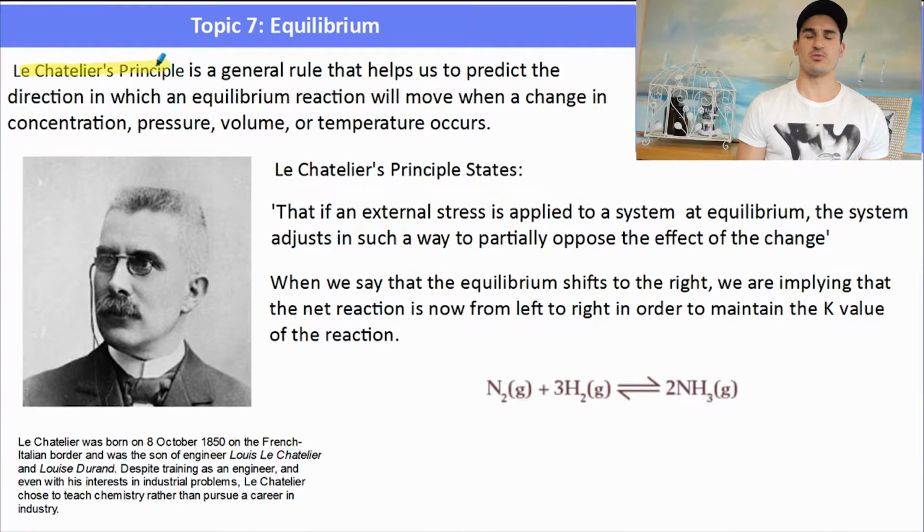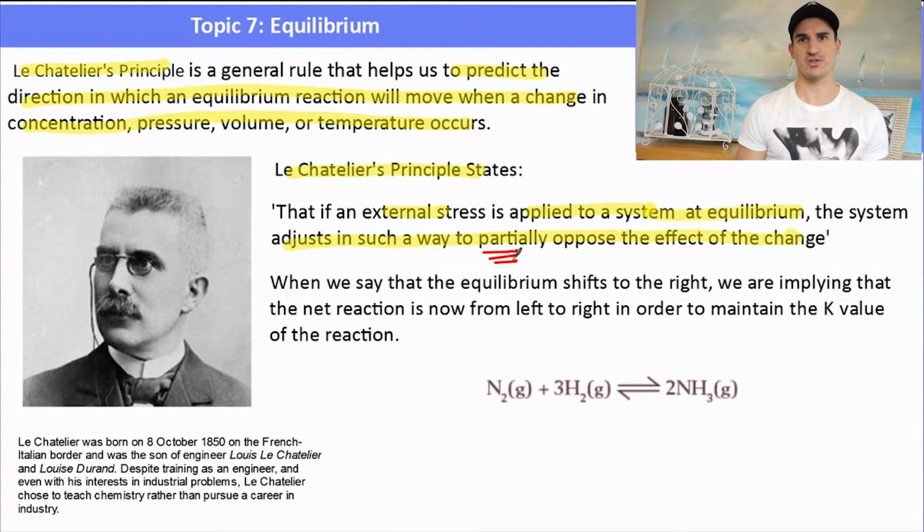Okay, Le Chatelier's principle. It's basically a general rule that helps us predict what's going to happen when an equilibrium system is exposed to a stress. And the stress could be concentration, pressure, volume, or temperature. Le Chatelier's principle says that if an external stress is applied to a system at equilibrium, the system adjusts in such a way to partially oppose the stress. And partially oppose is a very important term.